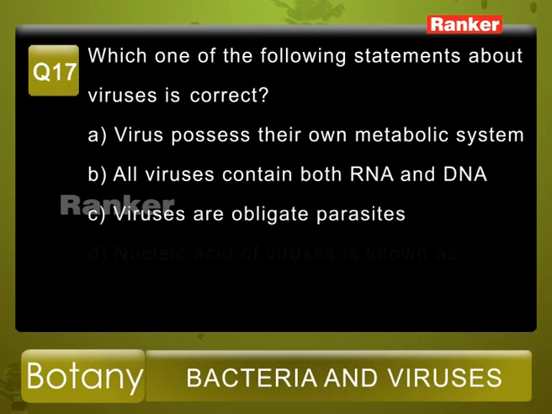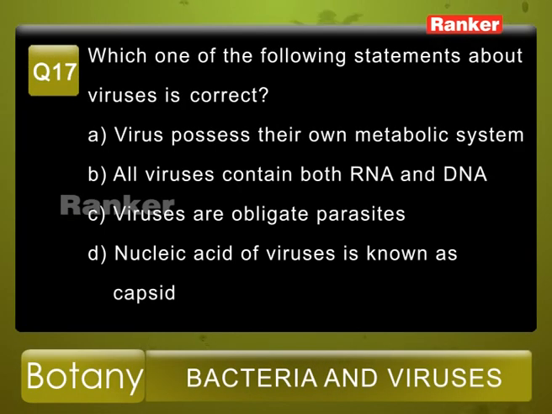Question number 17. Which one of the following statements about viruses is correct? The given options are: A. Viruses possess their own metabolic system. B. All viruses contain both RNA and DNA. C. Viruses are obligate parasites. And D. Nucleic acid of viruses is known as capsid.